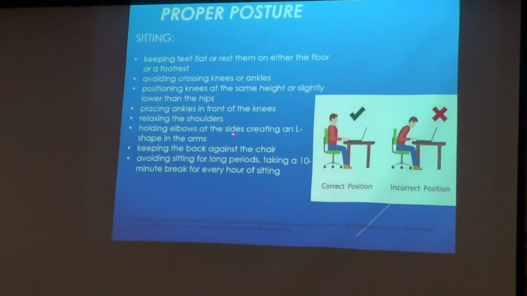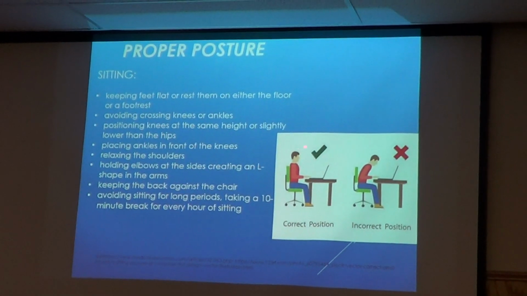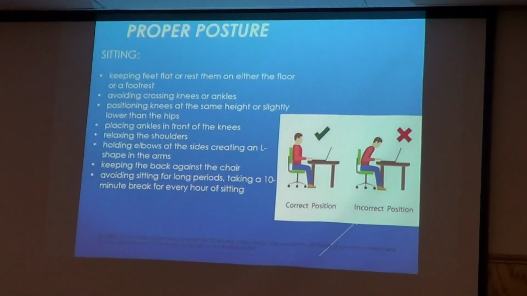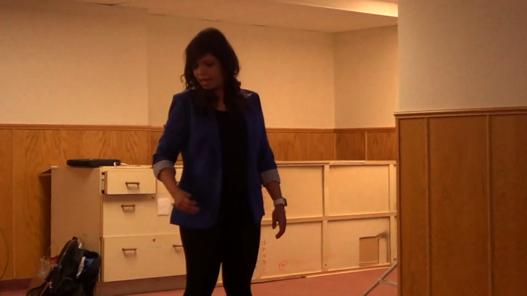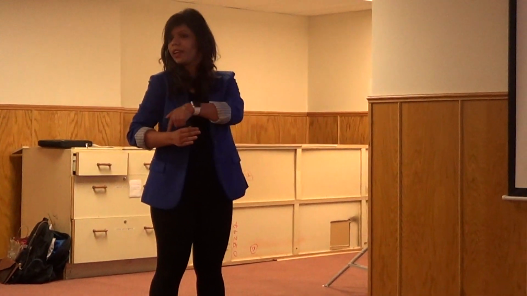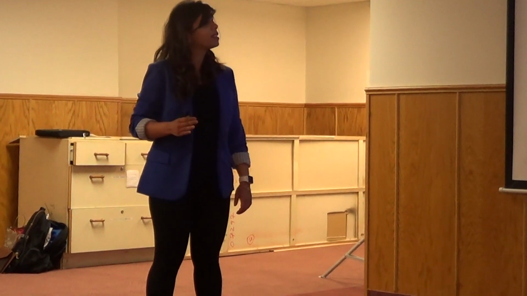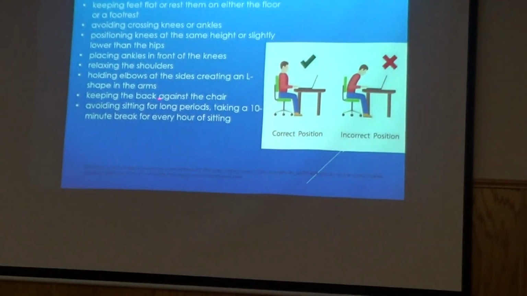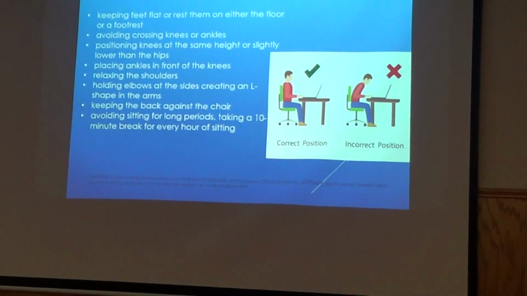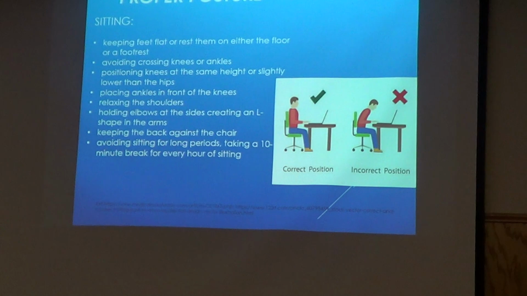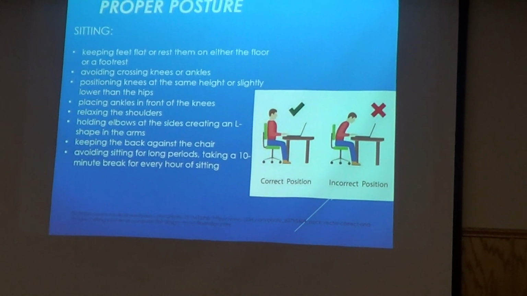Holding elbows at the sides, creating an L shape in the arms. So it's not good to have your elbows like that. It's better if they're at a 90-degree angle, creating an L shape in the arms. Keeping the back against the chair. That is the most common mistake we make. We never sit straight on the chair. We always tend to be like that.